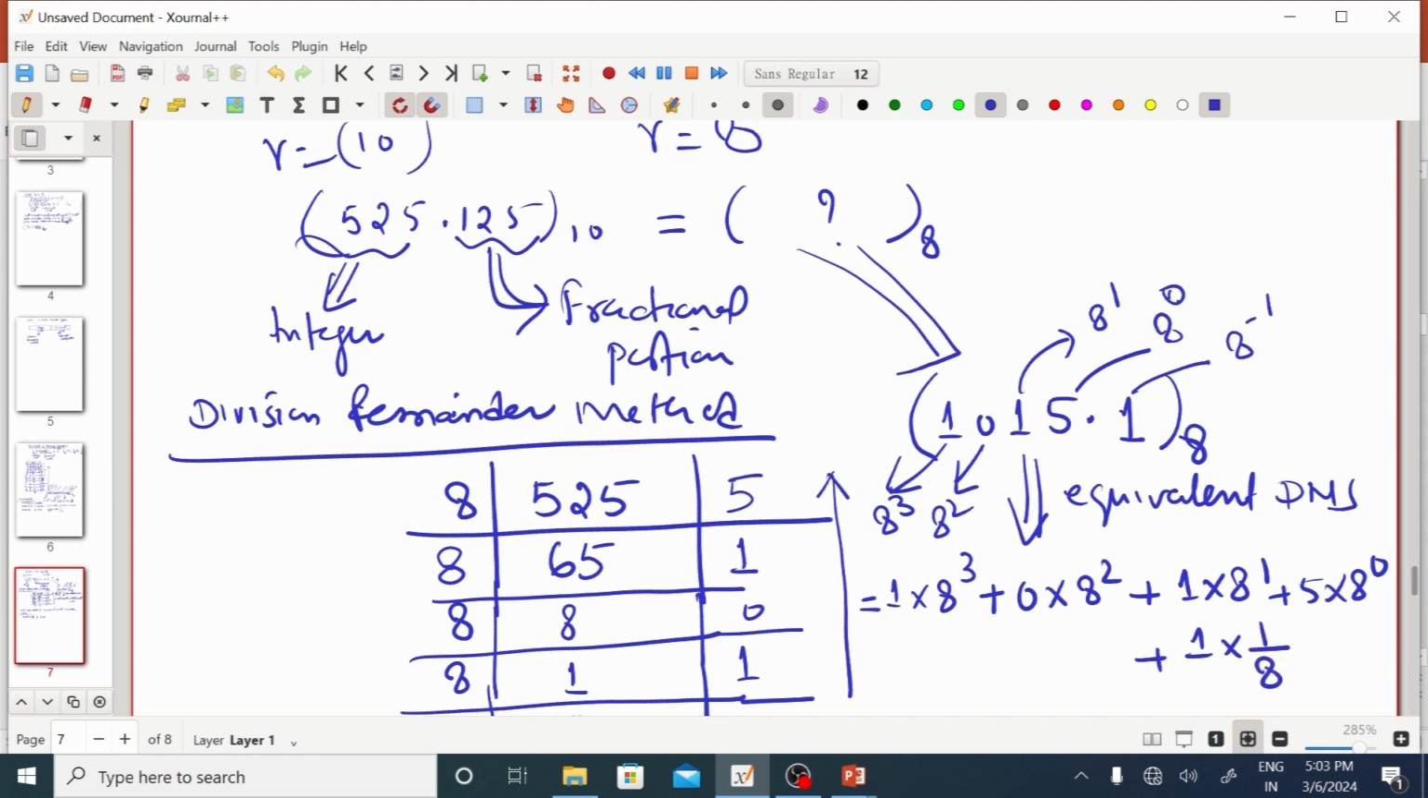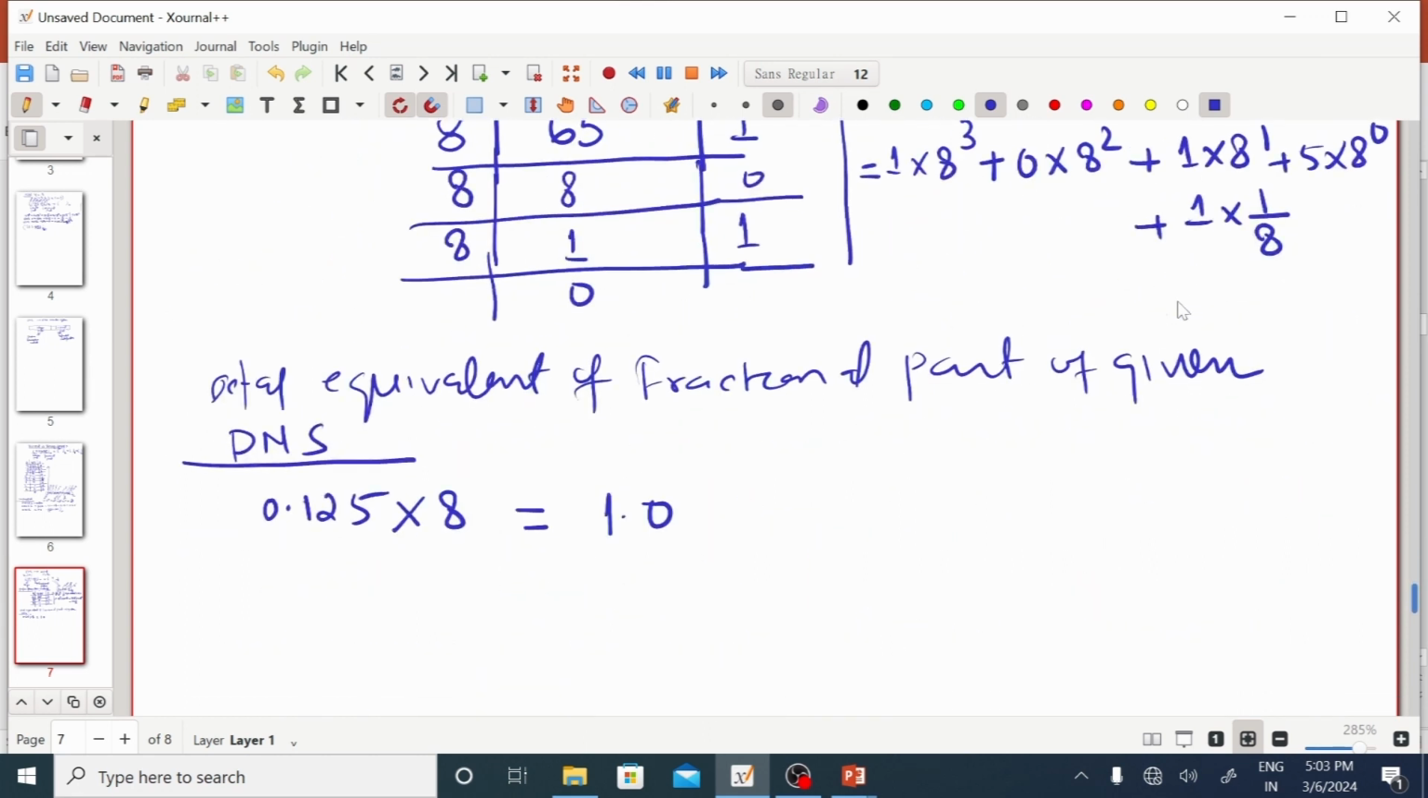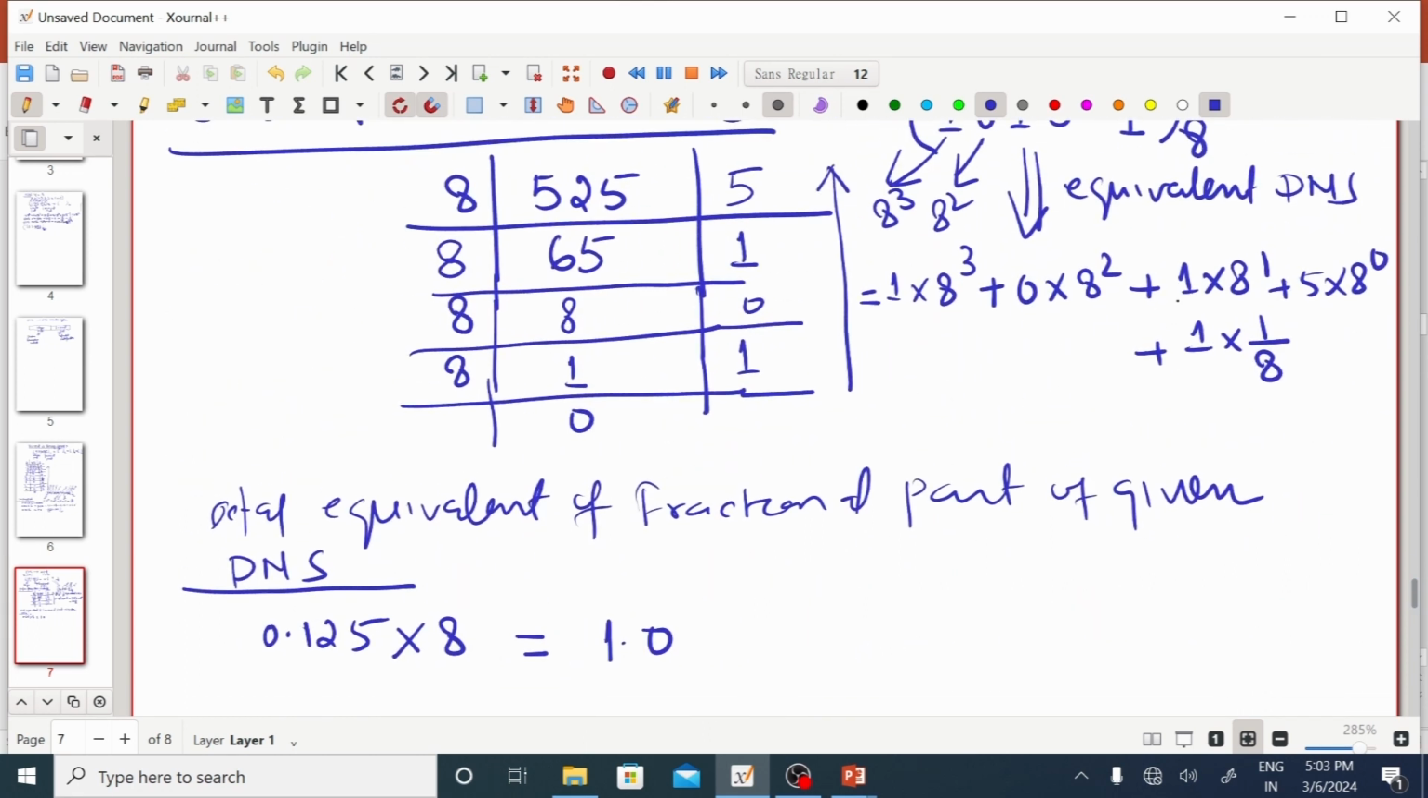So this is equal to 8 to the power 3, means 512, plus 0 plus 8 plus 5 plus 1 divided by 8, that is equal to 0.125, which gives 525.125, and this number is in base 10. So here we check that our obtained number is a correct octal equivalent of the given decimal number.